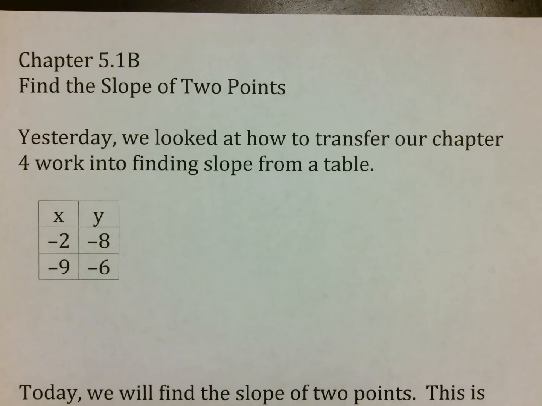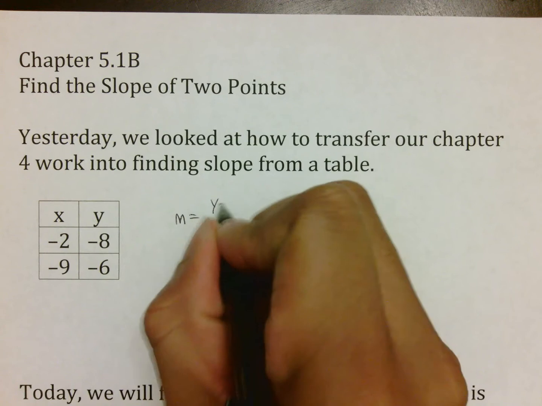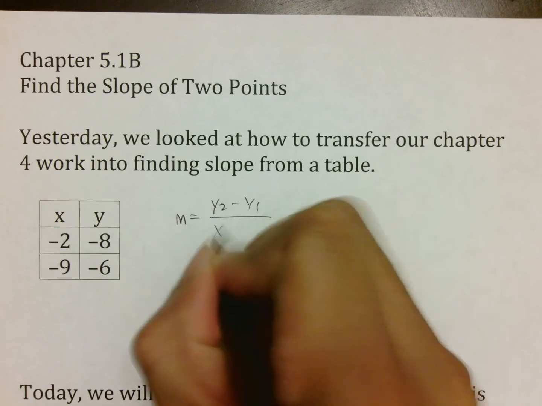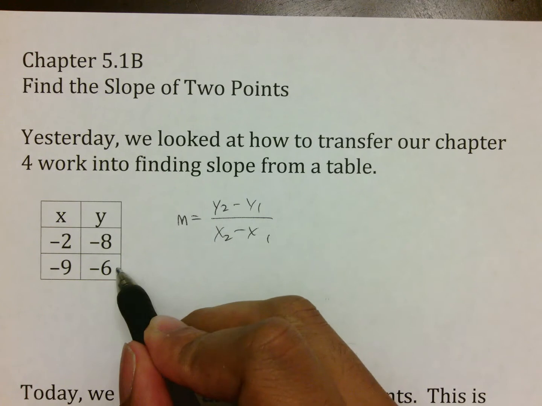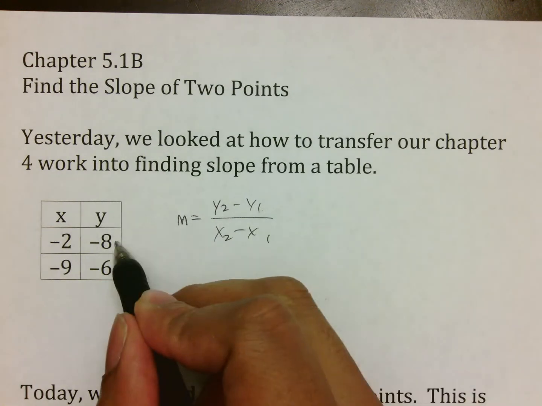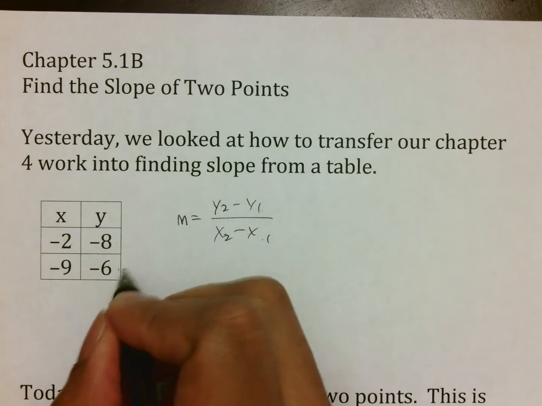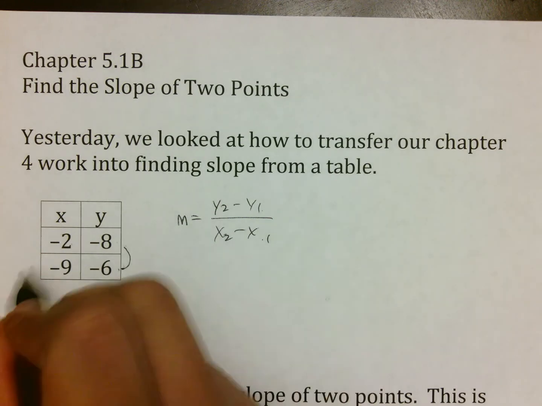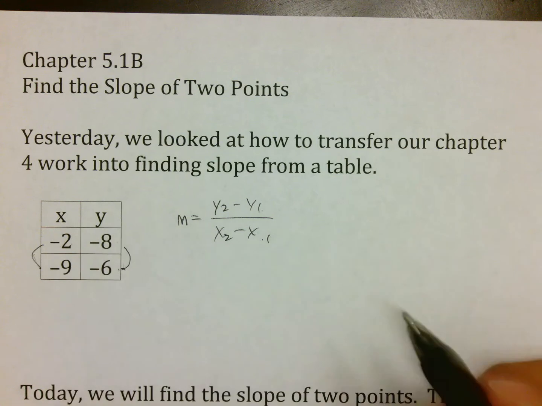Alright, second day of chapter 5.1, we're going to find a slope of 2 points. Yesterday we looked at how to transfer our chapter 4 work into finding slope from a table. We learned that the slope formula is y2 minus y1 over x2 minus x1, where y2 represented the second y, which is this number, y1 represented the first y, which is that number, x2 was the second x, x1 was the first x. Pretty much it stayed the same as what we did in chapter 4, which was taking second minus first, and then working those out.